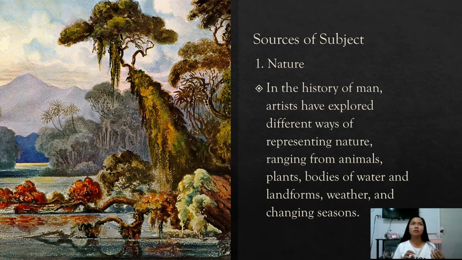So, nature is a very common source of subject. Like, you want to paint a landscape, you want to paint the mountain, or you want to paint falls, and so on and so forth. Anything that we see in nature. So that is a very common source of subject for an artwork. Not just in painting, but other forms of artworks as well. Like sculpture, if I want to sculpt a tree, so go on.